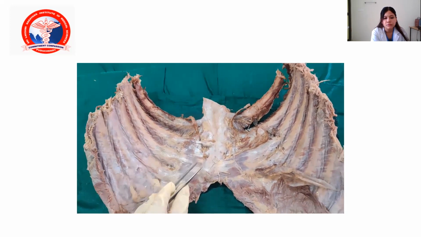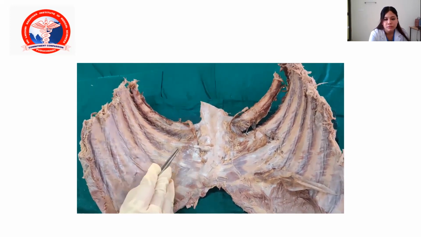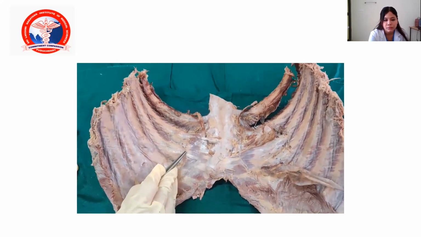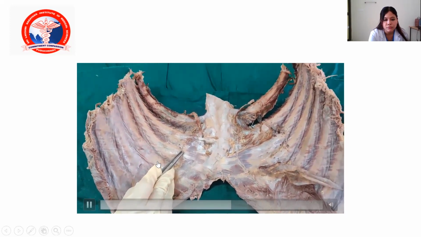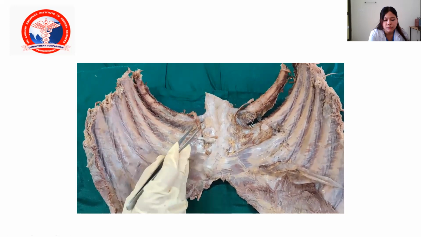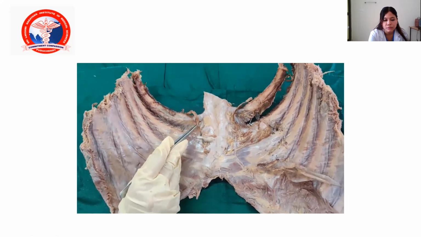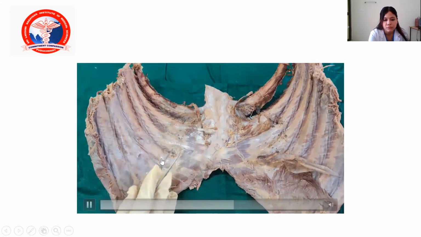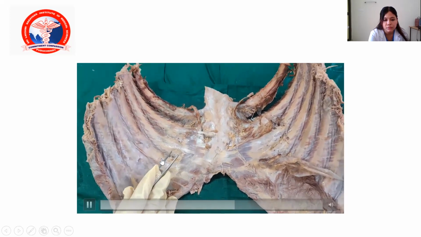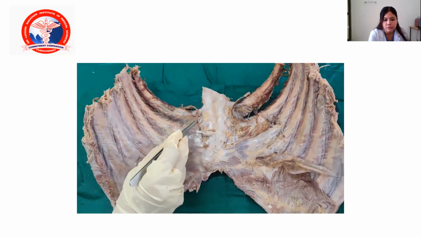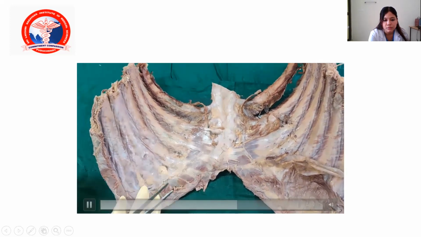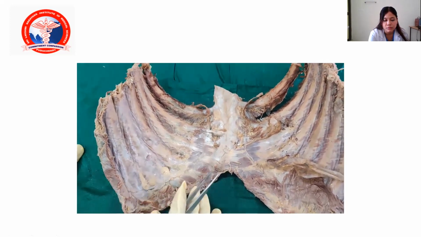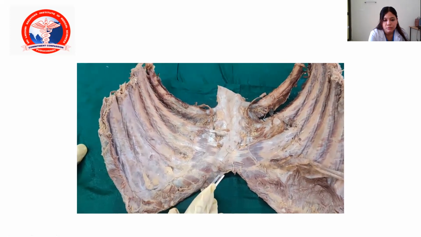The lower three spaces, these intercostal arteries are derived from the musculophrenic artery, whereas in the upper spaces, it is derived from the internal thoracic artery. The musculophrenic artery is actually the terminal branch of the internal thoracic artery. Now, about here we cannot show, I'm just mentioning the posterior intercostal artery.